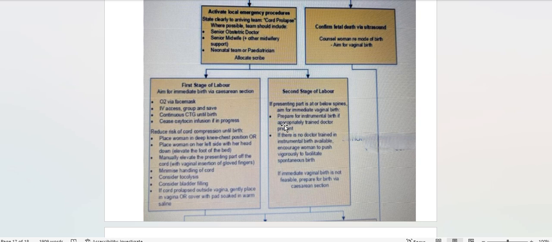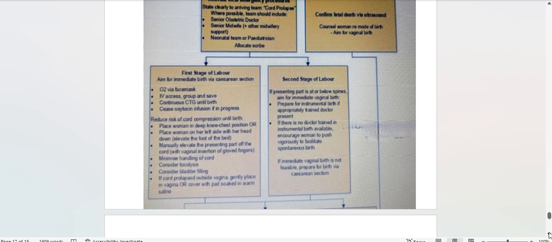Second stage of labor: if the presenting part is at or below the spine, aim for immediate vaginal birth. Prepare for instrumental birth if an appropriately trained doctor is present. If there is no doctor trained in instrumental birth available, encourage the woman to push vigorously to facilitate spontaneous birth. If immediate vaginal birth is not feasible, prepare for birth through cesarean section. That is the most important thing.